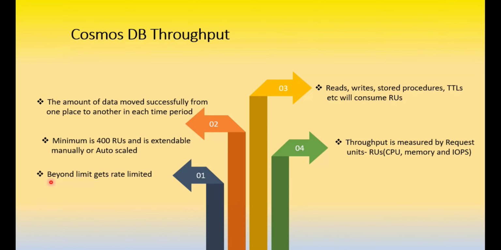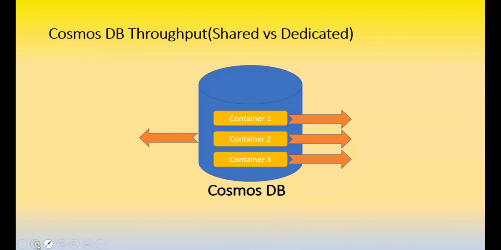And if you consume beyond this, suppose you define 400 RUs but use more than that because you are performing a lot of reads, writes, or running some stored procedures, then you will be rate limited, and you will definitely get an error from Cosmos DB regarding that. Okay, moving to the next slide.